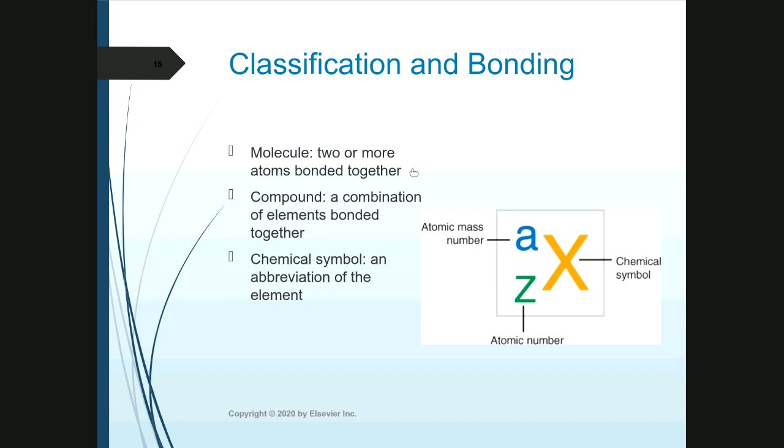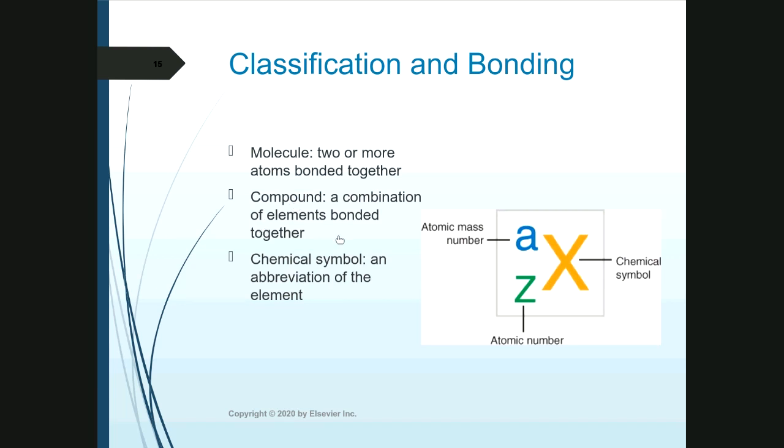Okay, like when we look at water. When you look at water, it's actually two atoms of hydrogen and one atom of oxygen, because typically when we think of water, we think of H2O. Okay, so two atoms of hydrogen, one atom of oxygen is water, H2O. So a molecule is two or more atoms bonded together. A compound is a combination of elements bonded together.